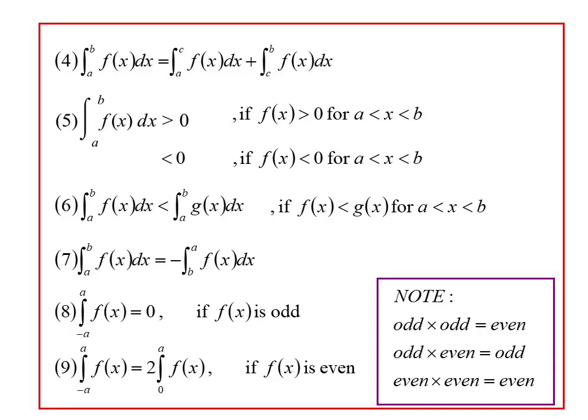And when you're looking at your functions, remember things like this. If I've got an odd function times an odd function, I get an even. Odd times an even, I get an odd. And then even times even, I get an even. So basically, if they're the same type of function, when you multiply them together, you get an even function. If they're different types of functions, you multiply them together, you get an odd function.